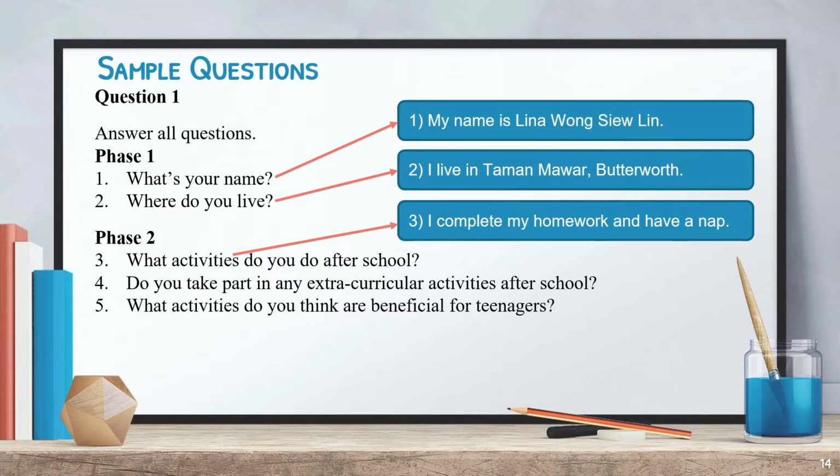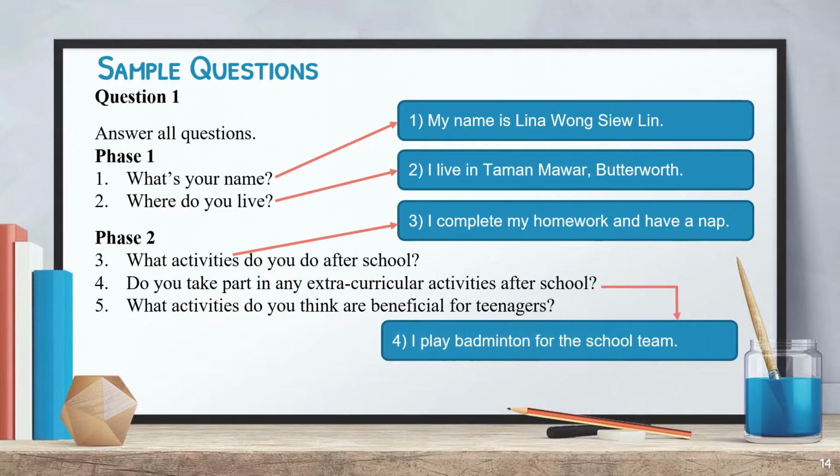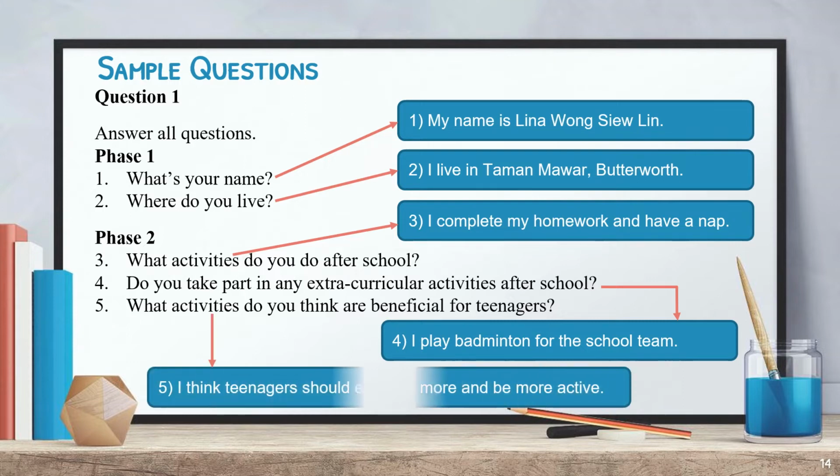Now, do you take part in any extracurricular activities of the school? Yes, I do. I play badminton for the school team. What activities do you think are beneficial for teenagers? I think teenagers should exercise more and be more active. You can even elaborate on this. What do you mean by exercise more? Maybe they can exercise 2 or 3 times a week, be more active by doing outdoor sports rather than just sitting down at their computers and all that.